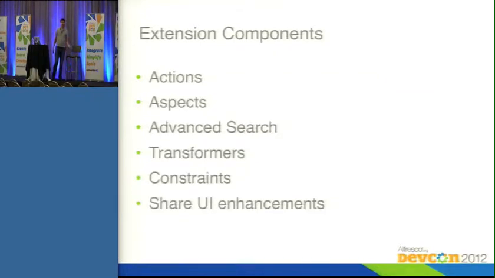The PDF Toolkit extension consists of a handful of components. So perhaps the most important and the biggest part of this are some custom actions for handling PDF documents. And we'll get into exactly what actions are available in the toolkit and what they do in just a moment. We've also got a custom content model that defines some new aspects that we use to capture information about certain PDF-related events. We have some advanced search functionality, 2 new transformers, a new constraint type, and then a handful of Share user interface enhancements.